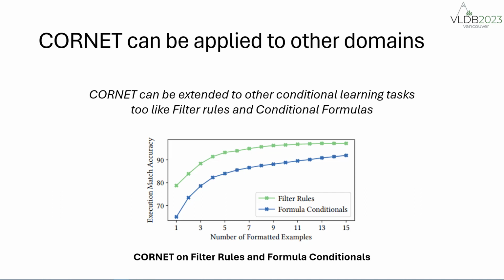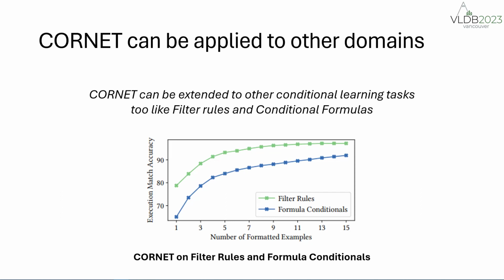This approach is applicable but not limited to conditional formatting and can also be extended to other related domains. In our paper, we also explore applying Cornet to related domains like filter rule generation and conditional formula generation. Results for both problems are shown on the slide. We found that filtering cases resulted in a higher performance than learning formula conditionals.